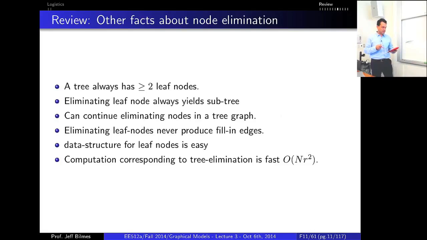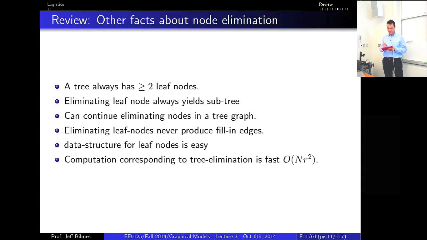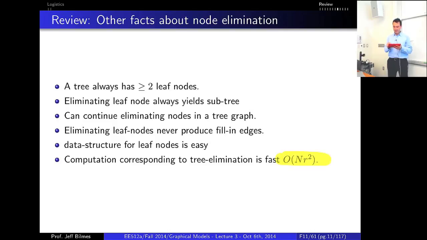So what else do we know about trees? It always has 2 leaf nodes. Eliminating a leaf node always yields a subtree. We can continue eliminating nodes in a tree graph. Eliminating leaf nodes never produces any fill-in edges of a tree. Data structures for leaf nodes is easy. And we're doing this all graphically, but the whole thing corresponds to computation because we're summing out variables. The whole thing is order nr squared, right?